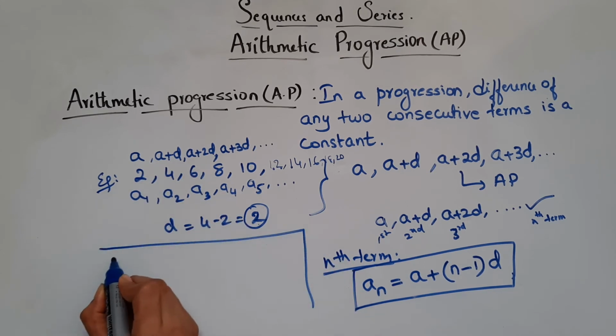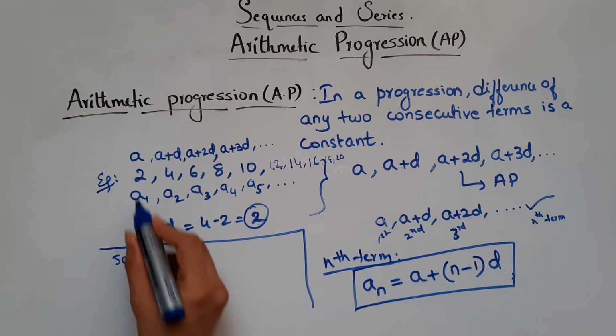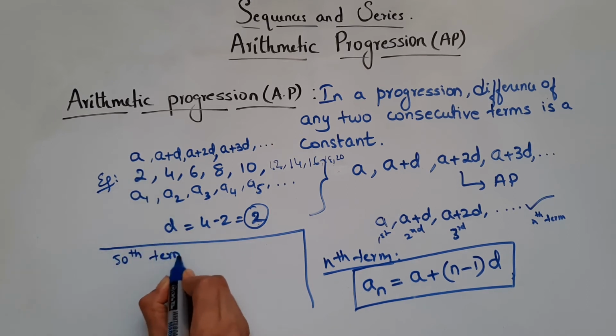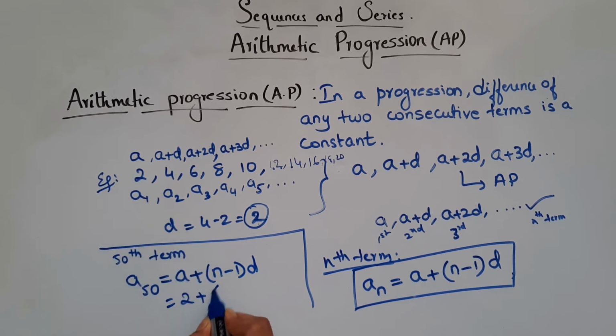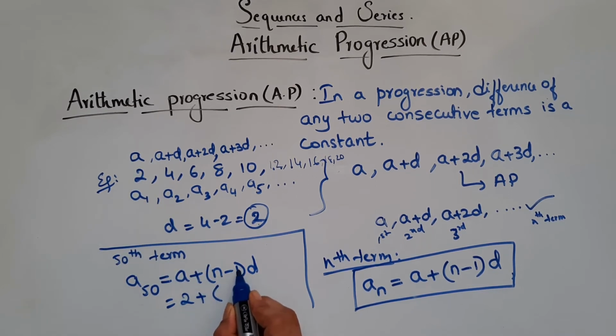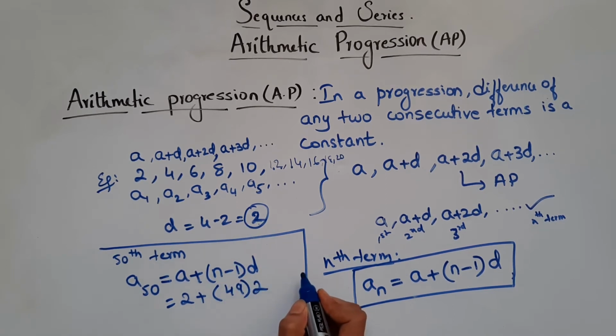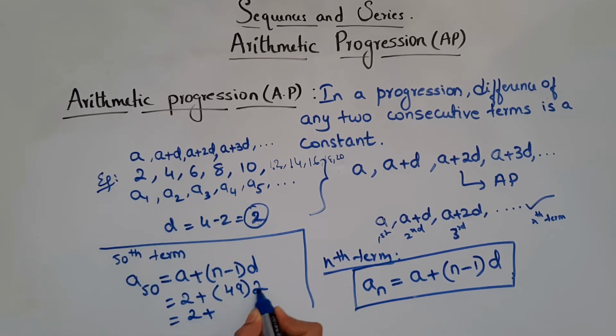Let me ask, what is the 50th term of this AP? We want the 50th term of this AP. Let's take the same example. So how do you find the 50th term? a_50 is equal to a plus n minus 1 into d. What is a? a is 2, plus n here is 50. So 50 minus 1 will give you 49 into d. d is 2, the common difference. So 2 plus 49 times 2, 9 twos are 18, 4 twos are 8, so 98, which plus 2 will give you 100.